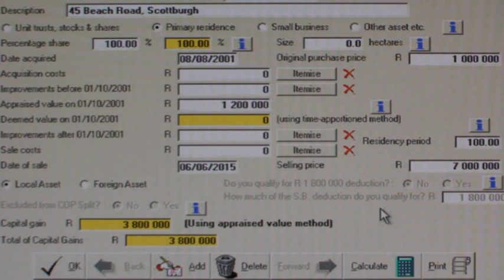Using this completely new example, our same laws apply to primary residence with regard to determining the base cost. We bought this primary residence for 1 million rand in August 2001 and had it valued at 1.2 million on the valuation date, the 1st of the 10th, 2001. This 1.2 million rand becomes our base cost, and so the profit of 5.8 million becomes 3.8 million after the 2 million rand primary residence exclusion.